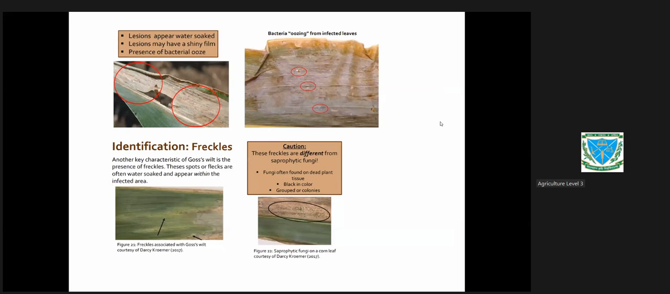Now the question is how you can separate this disease from other diseases, for example, corn leaf blight, southern corn leaf blight, or Maydis leaf blight. In case of Maydis leaf blight, you also see the saprophytic growth. But in case of this Goss's wilt, you cannot see this.